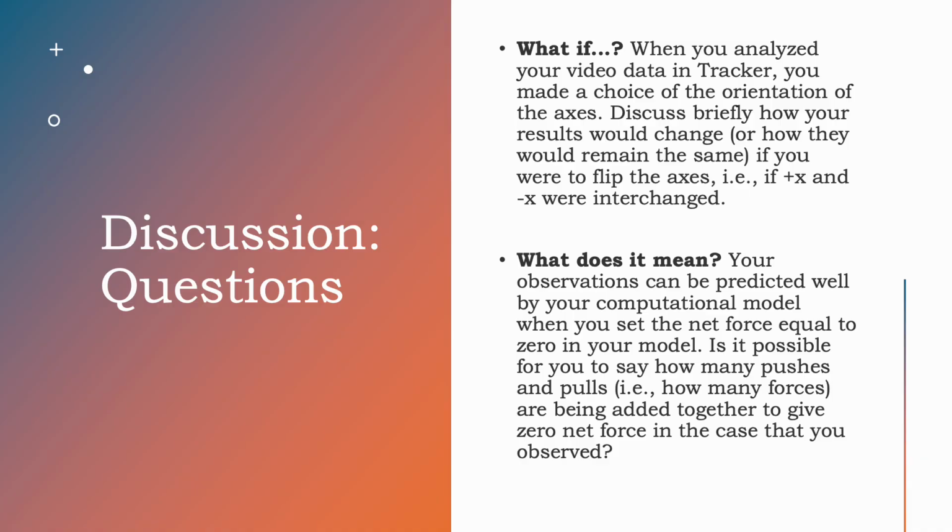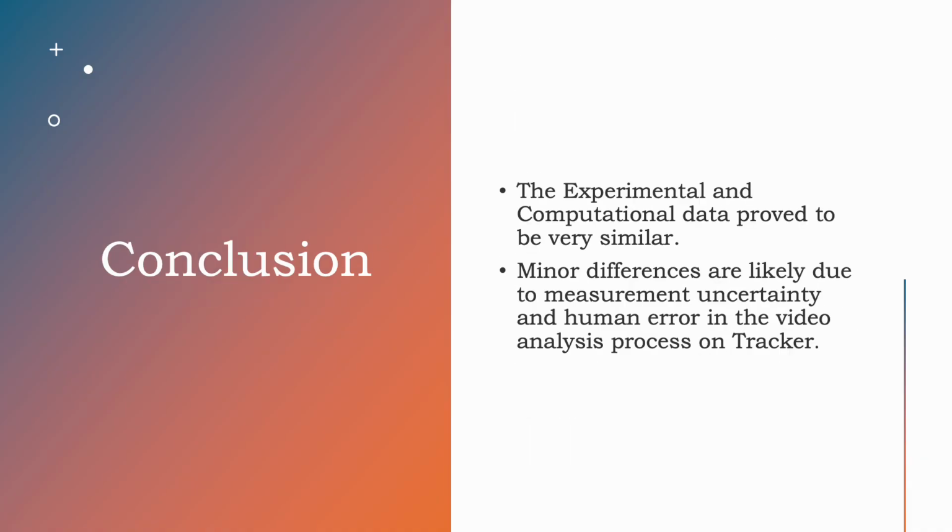What does zero net force mean? In my computational model, I set the net force equal to zero to produce a constant velocity motion. Because of Newton's second law, if the net force is zero, then the acceleration must also be zero. That explains why the velocity remains constant. But setting the net force equal to zero does not tell us how many individual forces are acting on the object. All we can conclude from the motion is that the total of all the forces acting on the object adds up to zero. Overall, the experimental and computational data proved to be very similar.